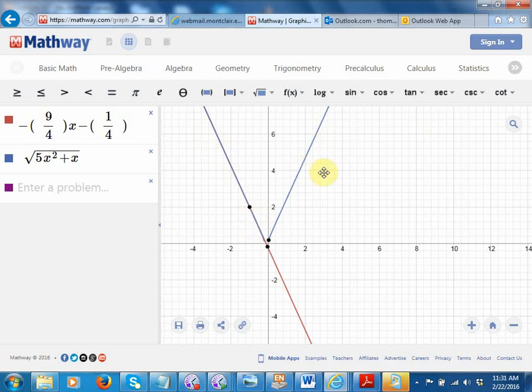I'm really happy that this stuff is free, but I do see the difference between my $10,000 computer software program and this. So I guess you get what you pay for, and this extra line is there and it shouldn't be there. So this looks correct. At -1, it does look like the tangent line.